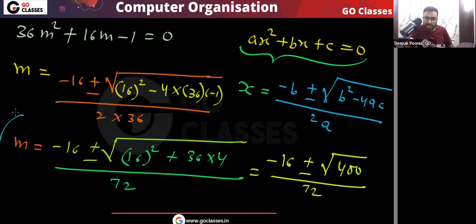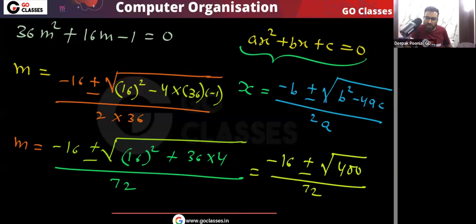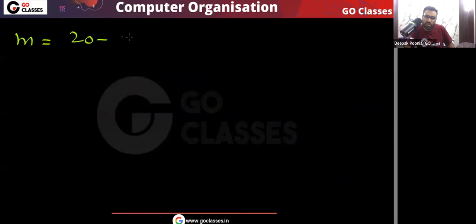Now remember, this miss rate can never be negative. So you can easily remove this negative sign. Remember, there will be two values when you take plus or when you take minus, but this miss rate can never be negative. So I can say M is equal to 20, and you can just take the plus sign. So that will be 20 minus 16 divided by 72, so that will be 4 divided by 72.